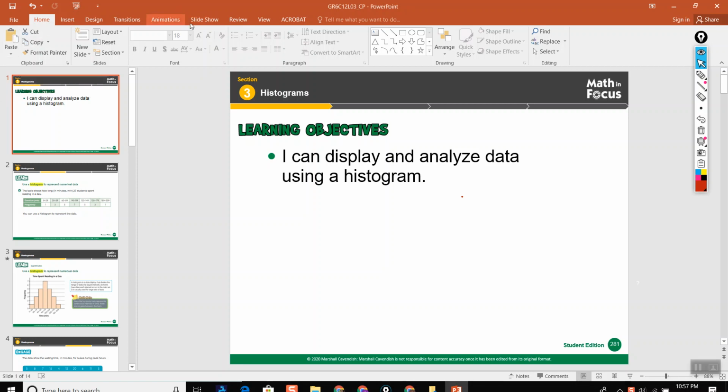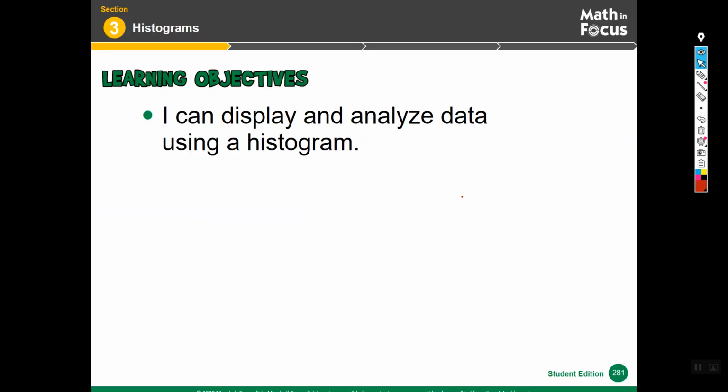Okay, let's continue with our statistics and analyzing data. Another way that you can display and analyze data is through a histogram. So last time we talked about dot plots. So today we're going to be talking about histograms.